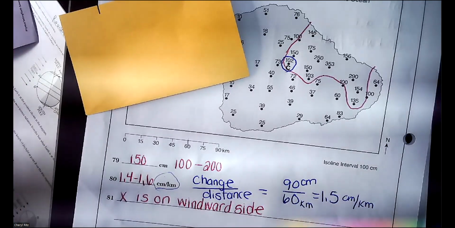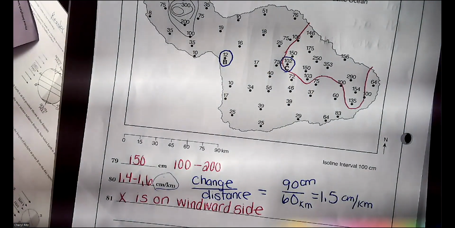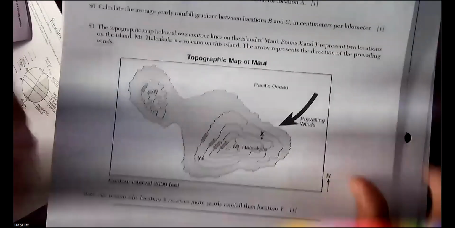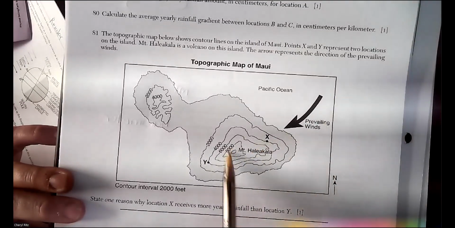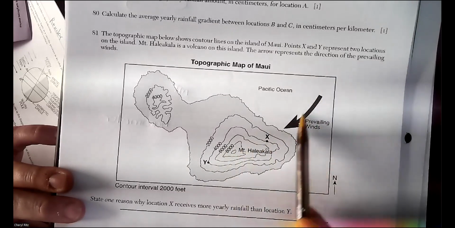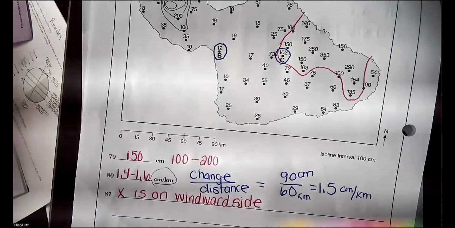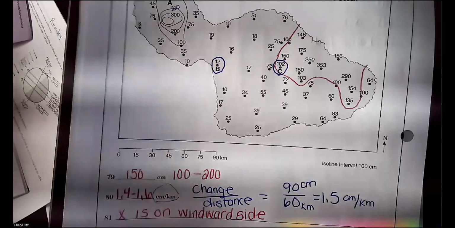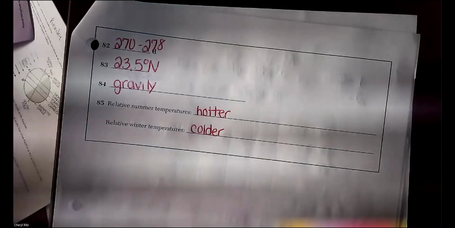And then why does it rain more at X? Where is X? Is that on this map? It is. Here's X. Notice, here's a mountain. The winds are coming from this way. So X is on the windward side of the mountain. Okay. Ready? Questions? All right.